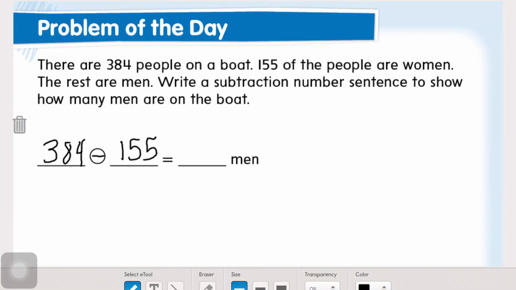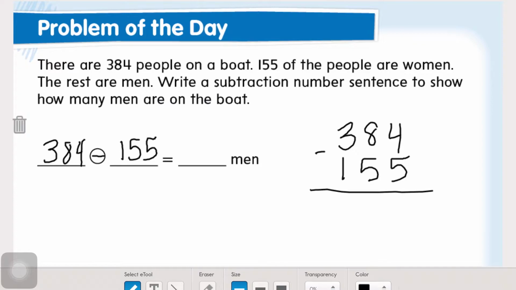Now, I'm going to go over here and stack them up so I can see if I'm going to need to regroup. Look in the ones place first. Do I have more on the top or more on the floor? More on the floor. So we've got to go next door and regroup 10 more. I have 8 tens. If I take one, that leaves me with 7. I'm going to break it apart into 10 ones, which gives me 14. 14 minus 5, 14, 13, 12, 11, 10, 9.